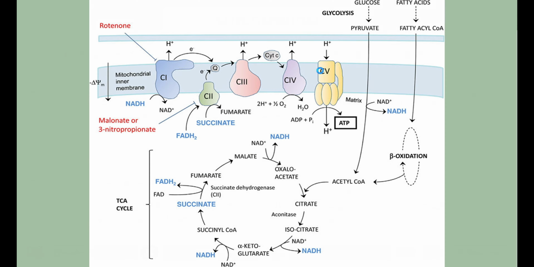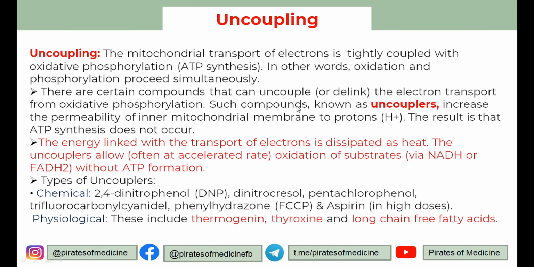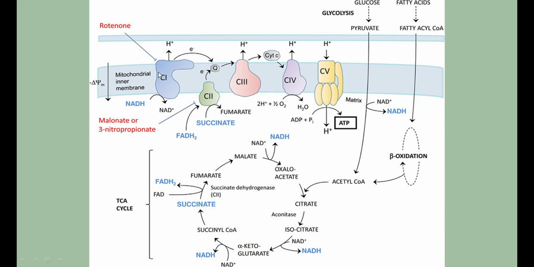What happens after this uncoupling? The significance of this is that these uncouplers, first of all, how do they do this? They increase the permeability of the inner mitochondrial membrane to protons. This is why the protons that go out come in through the inner mitochondrial membrane again. So the gradient is not formed, and ATP synthase cannot work.